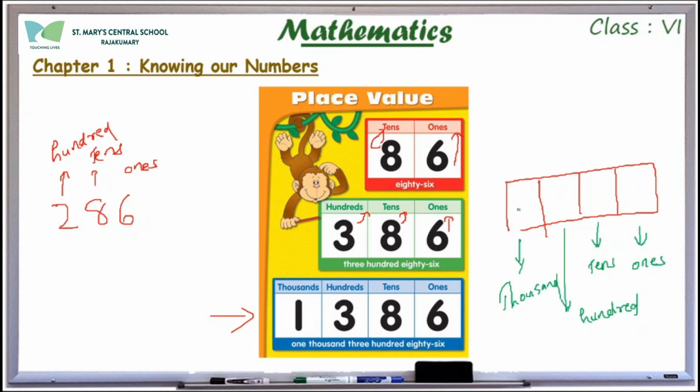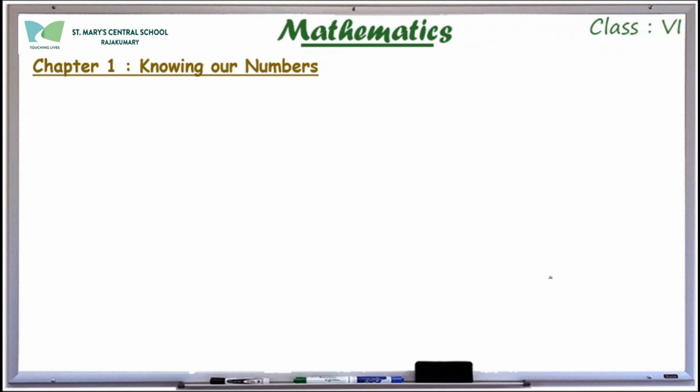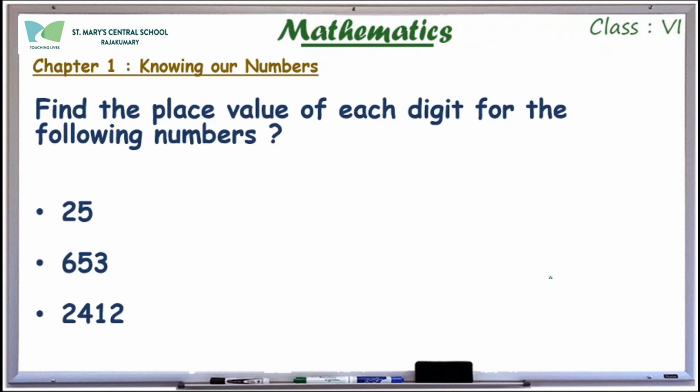So we can write any number 3, 8, 1, 6. So here 6 is at the ones place, 1 is at tens place, 8 is at hundreds place, and 3 is at thousands place. And I hope you are aware of place values. And now we are going to find the place value of each digit for the following numbers.